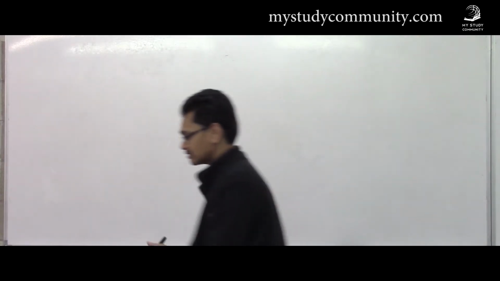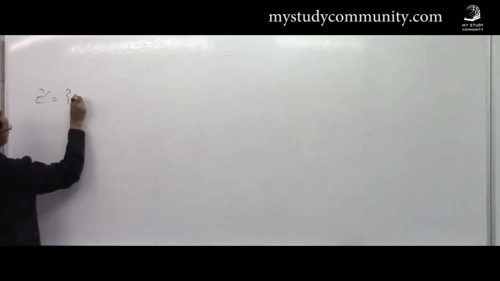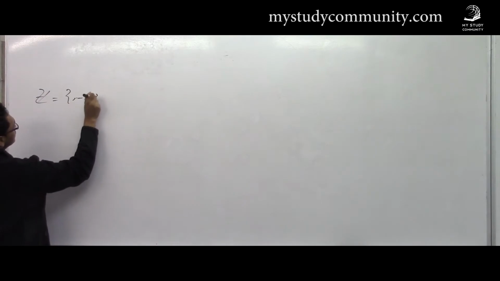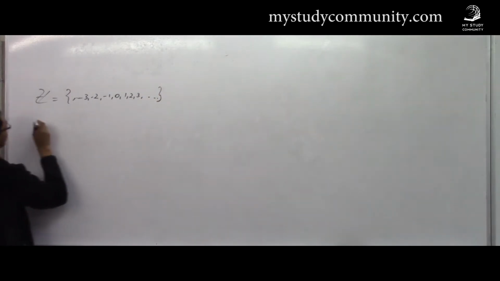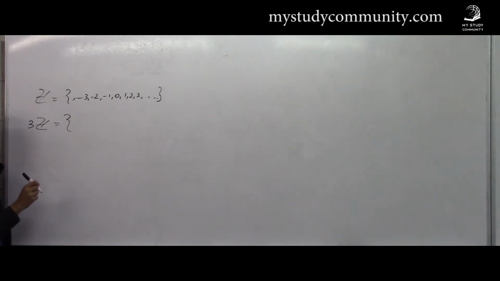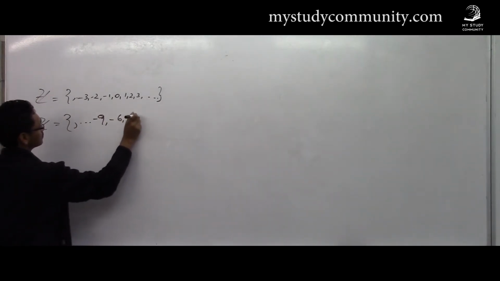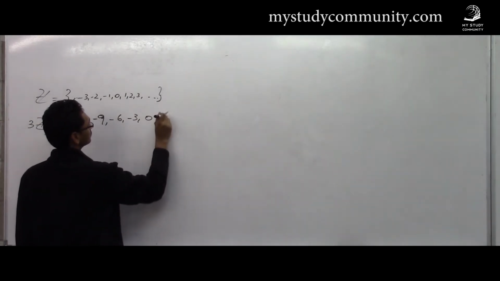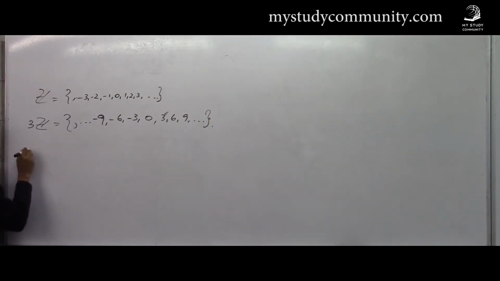3Z. So if we have Z, Z would be -3, -2, -1, 0, 1, 2, 3. So what would 3Z be? Well, we multiply everything by 3, right? Everybody's good, right? Nice.